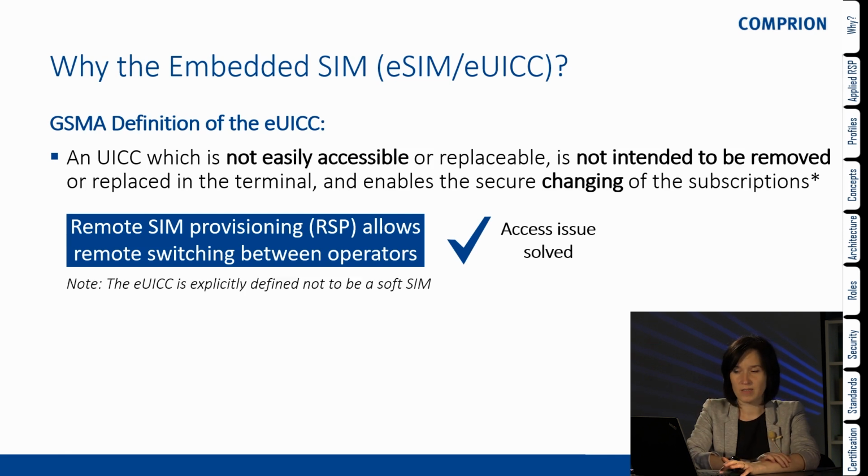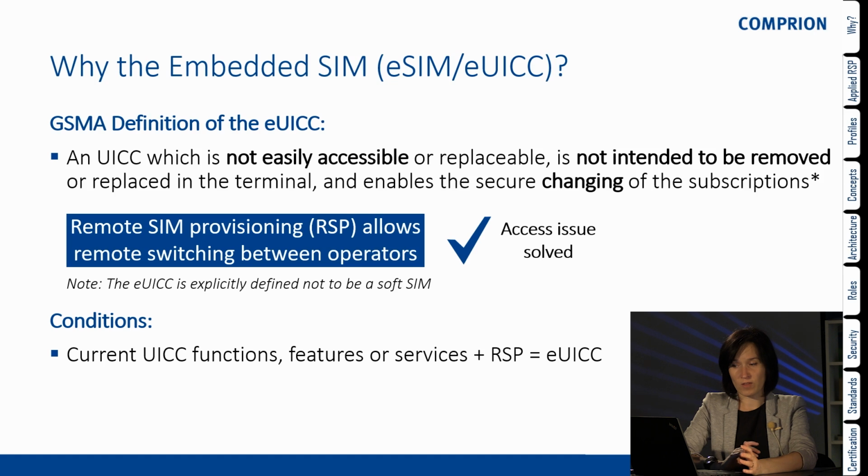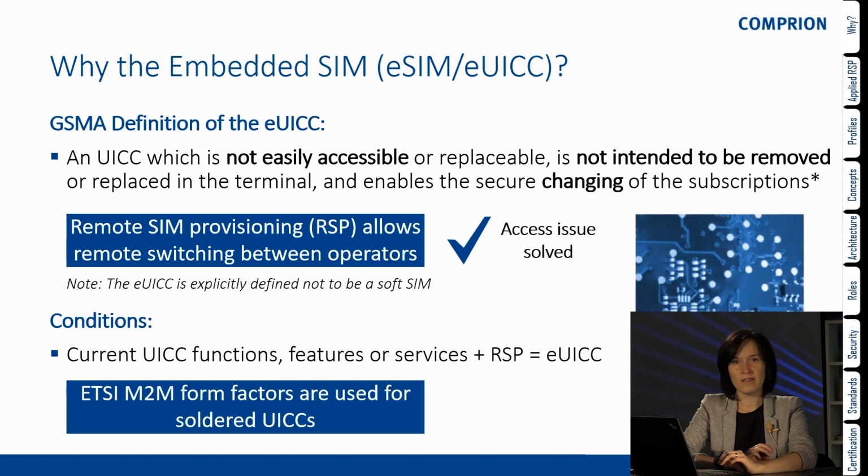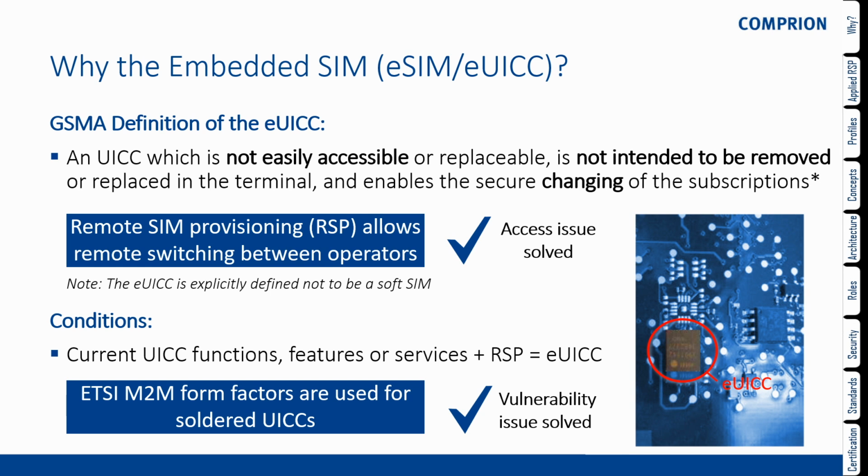But please be reminded that the eUICC is explicitly defined not to be a soft SIM. It's still a piece of hardware, meaning that we have the UICC functions together with the RSP functionality. This is what we call the eUICC from the logic. And ETSI defined the specific form factors, so-called M2M form factors, to be used for soldered UICCs. You can see on the screen an example of such a UICC. And this solves the vulnerability issue.